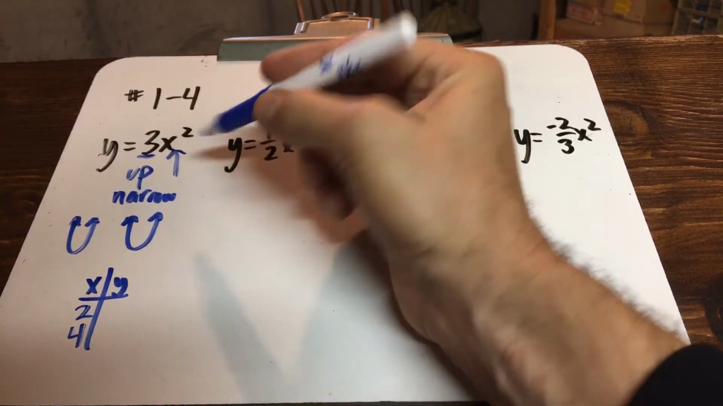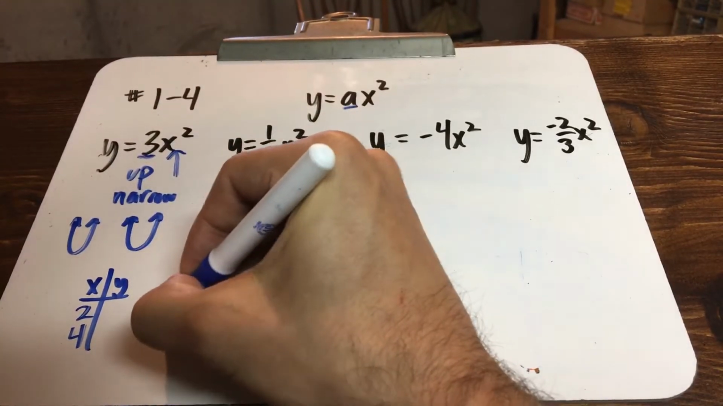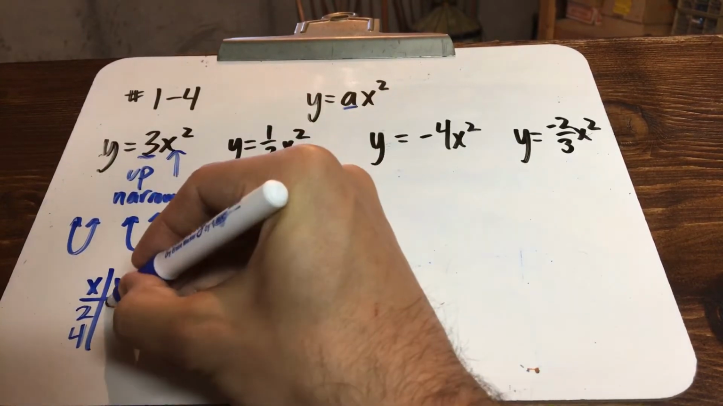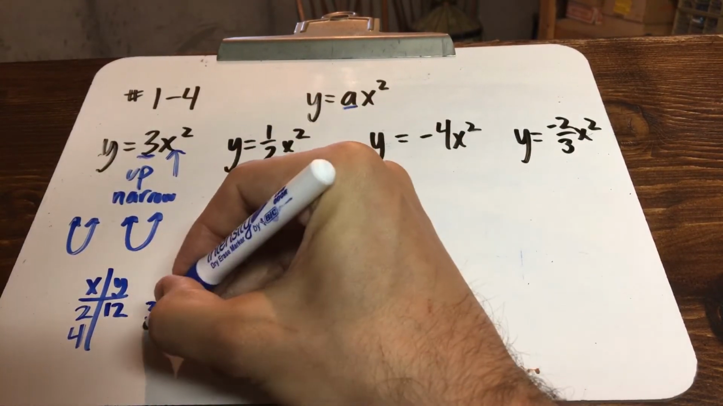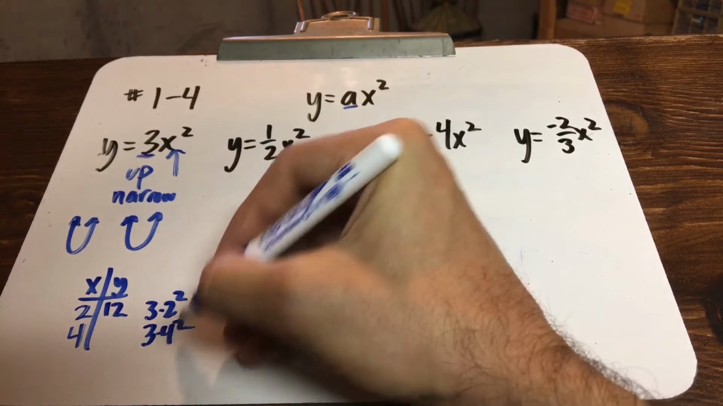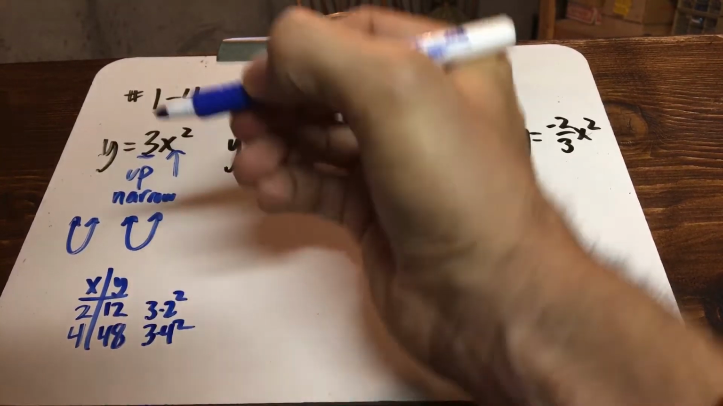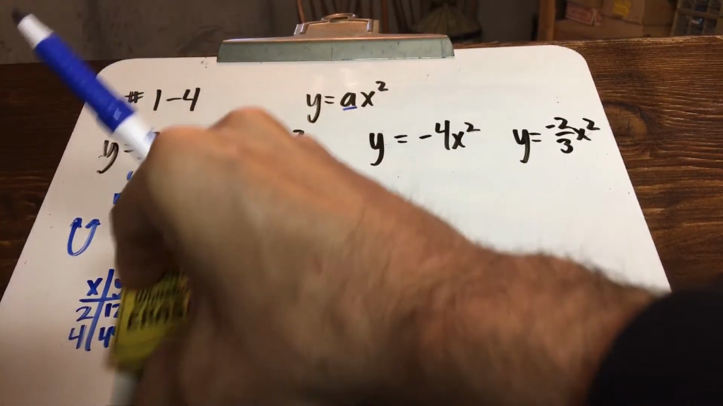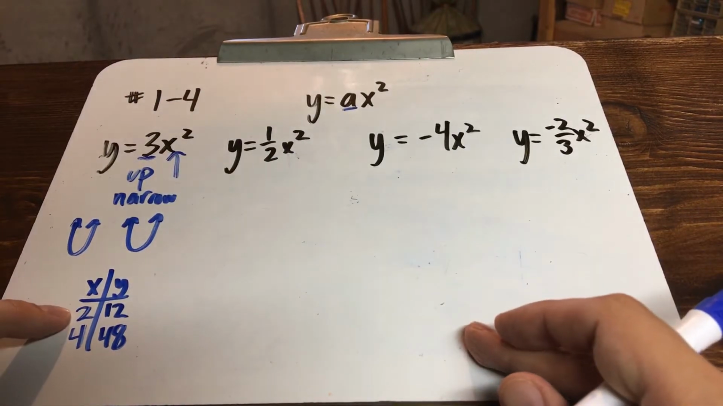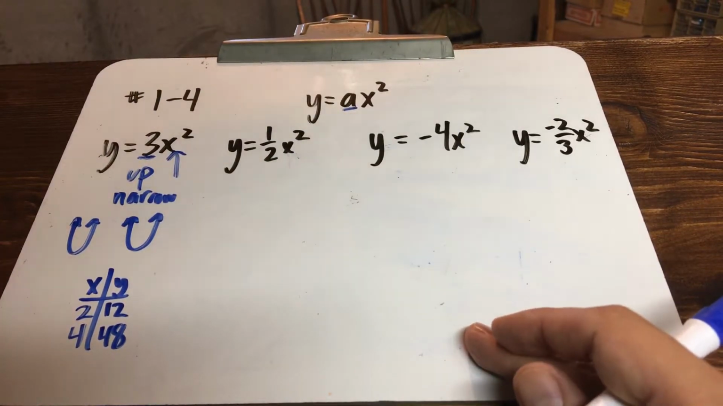So if I put 2 up here, it's going to be 3 times 2 squared, and then you could work that out. That would be 12. And if you wanted to pick another number like 4, just to double check, 3 times 4 squared, that would be 48. And then you can look and see out of the graphs that you're picking between which one looks like the points (2, 12) and (4, 48) are actually on the line. And then just pick that one.